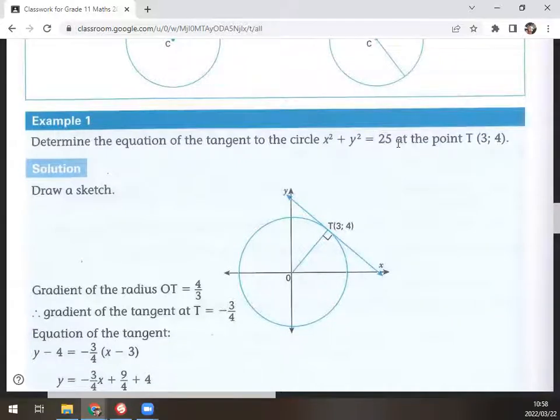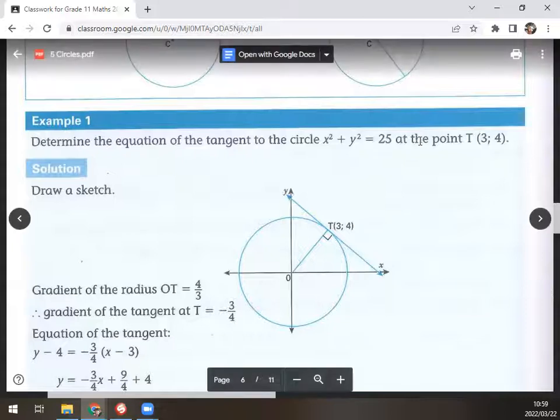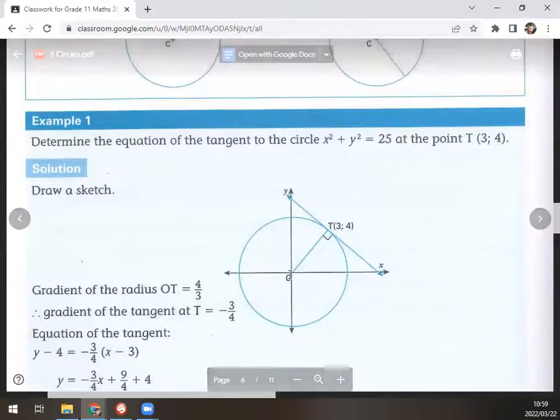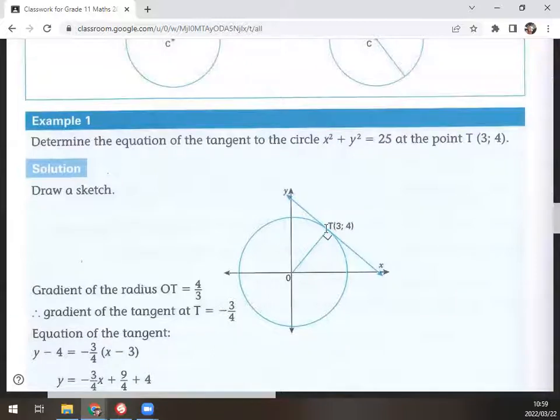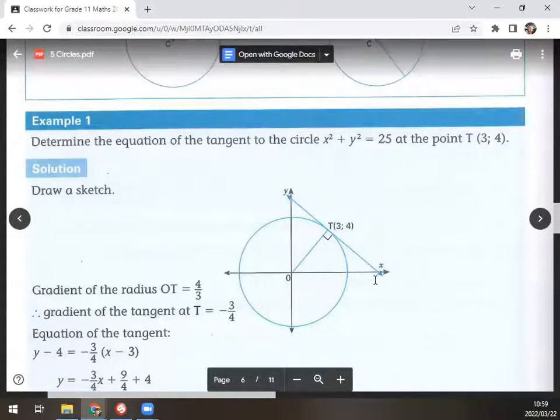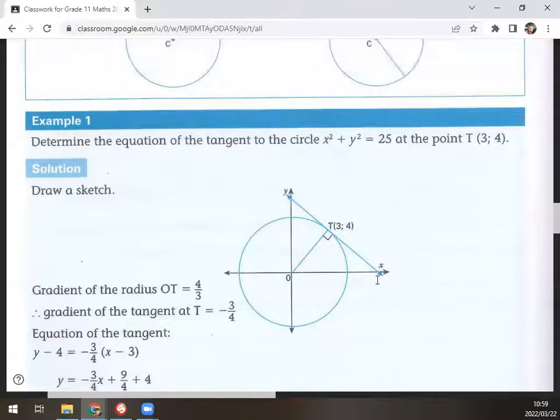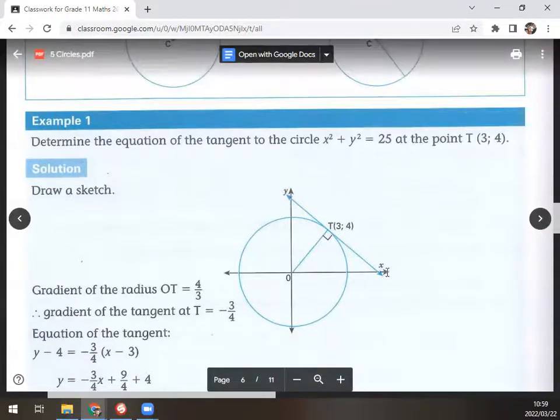What is the length of the radius, by the way? If it's 25 in the equation, it's going to be 5. Okay, we don't actually need that in this case, but that is what's happening. And they're saying at the point T, which is (3, 4). So they've drawn it here. All right, we see that we have a circle with a center at the origin. And then the point of contact is (3, 4). And they've drawn the tangent so that it is just touching the circle at that one point. They want us to find this equation. Okay, not the equation of the circle.